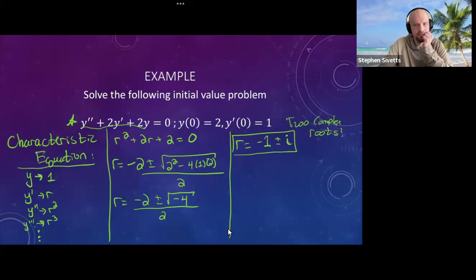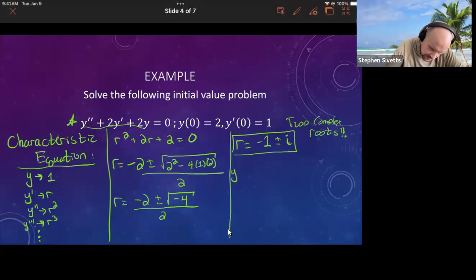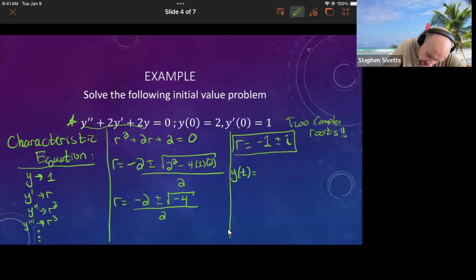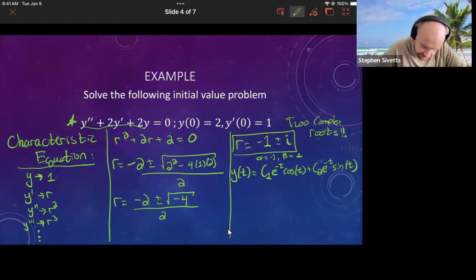Two complex roots. So what that means is, the general solution y of t would equal c1 times e to the minus t times cosine t plus c2 times e to the minus t times sine t, since the alpha here is -1 and the beta is 1.